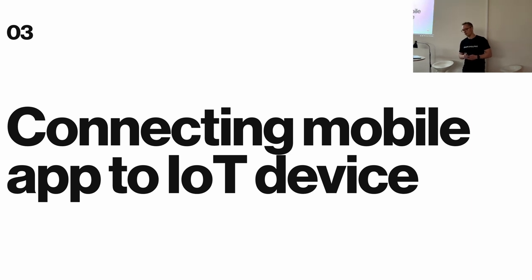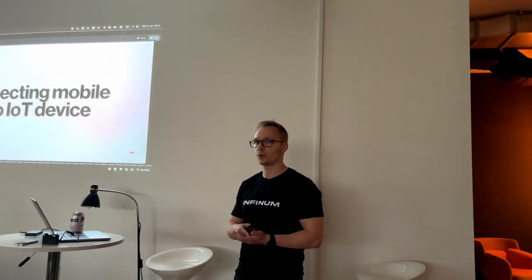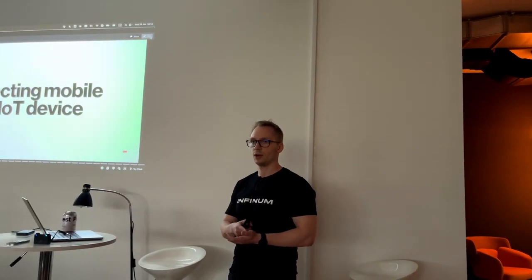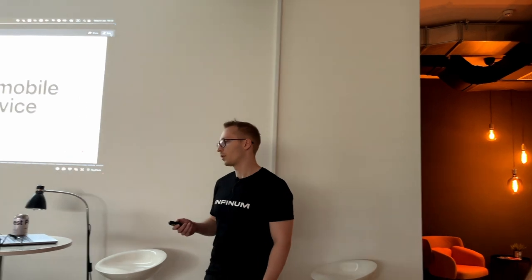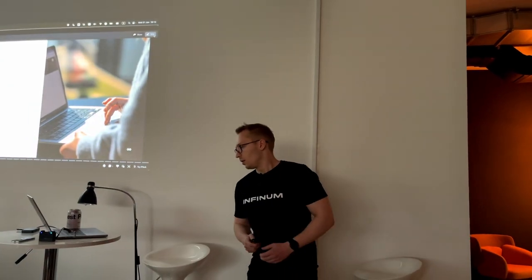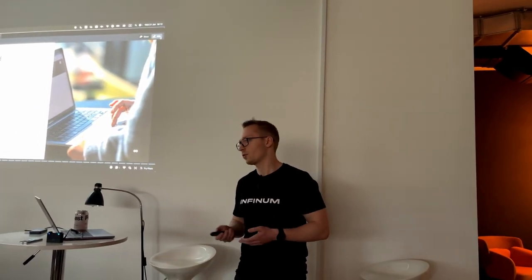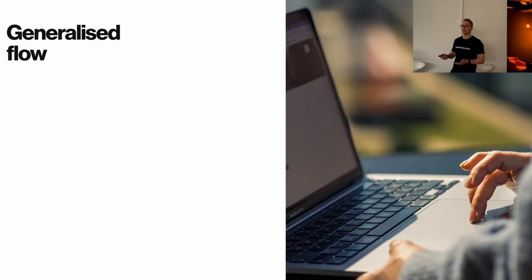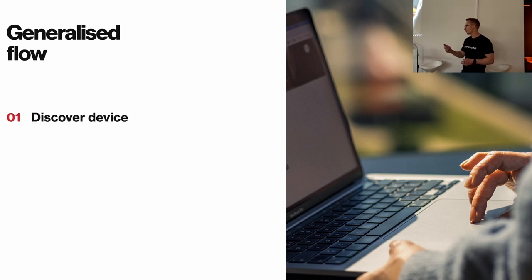Okay, so if you want to achieve a use case like the one I described, you controlling your smart thermostat from work with your phone, you need to connect your IoT device to your mobile phone, or more specifically to your mobile app. As we saw, there are many different IoT devices, and many different use cases. So naturally, there are many different ways to connect that device to your app. But we'll try to define some general flow anyway.